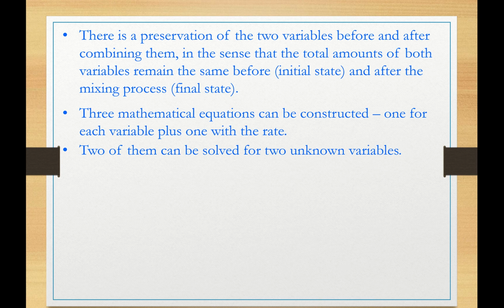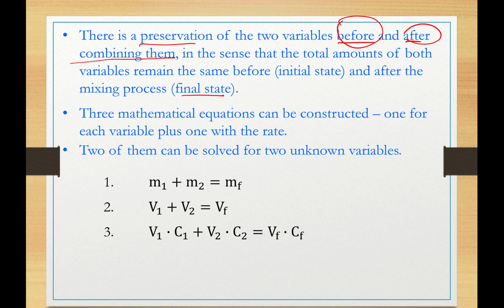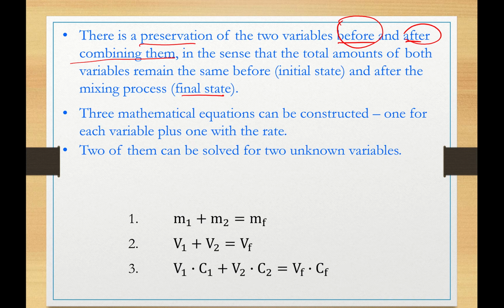Now the characteristic of these variables is that there is a preservation of their values before and after combining them. Before, we actually mean before mixing them, and after, we actually mean the final state after the mixing process. We could construct a total of three equations, one for each type of variable and one containing the rate. Let us take a look at the kind of equations we could have here. So from the first type of variable, we have M1 plus M2, and I kept these equations for two components just to simplify our explanations.